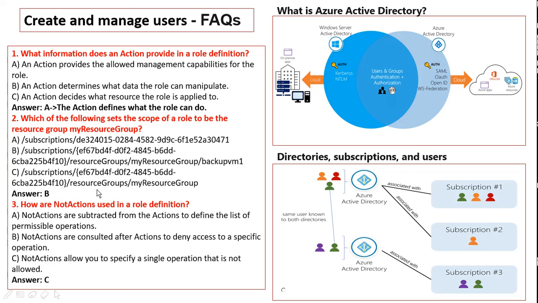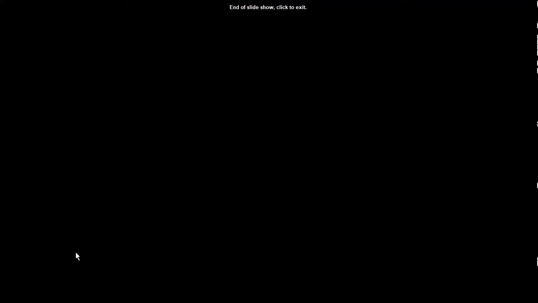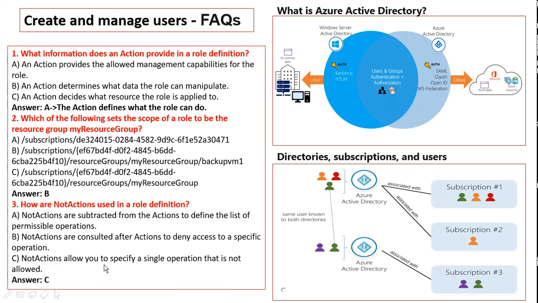Now, the third question is, how are not actions used in a role definition? Not actions allow you to specify a single operation that is not allowed. So you can act as per the subscriptions given to you, and the services you are allowed to do, but you are not supposed to perform other actions. It means only these can be performed. So the answer here is C.